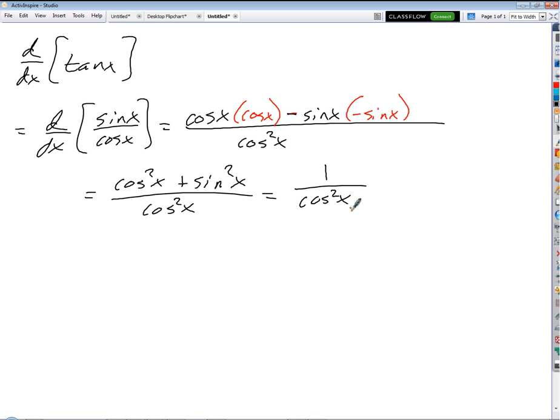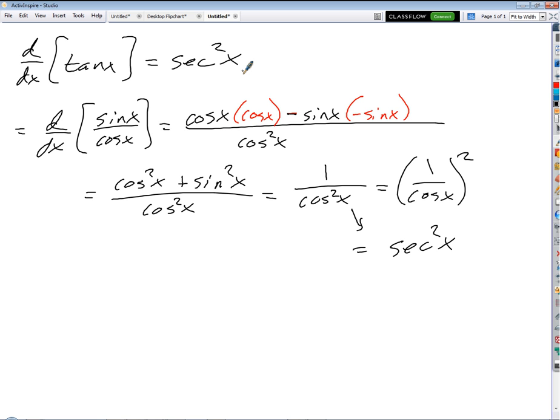Now, what is 1 over cosine x? It's secant x, isn't it? I could write this as 1 over cosine x quantity squared, but we could skip that step. What are we going to get for our answer? Secant squared x. I'm going to get secant x squared, which is really just secant squared x. We could have skipped right to our answer, which is secant squared x. So the derivative of tangent x is equal to secant squared x. We got a new rule.